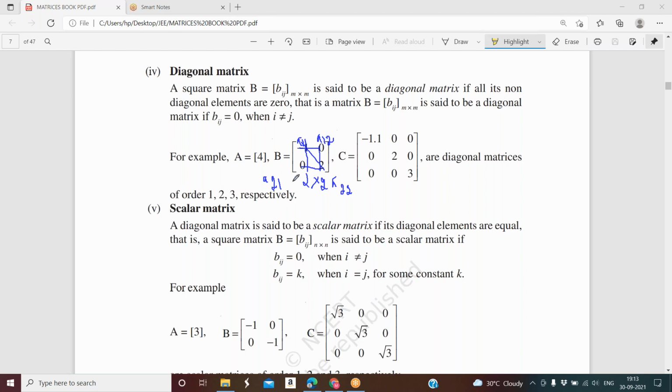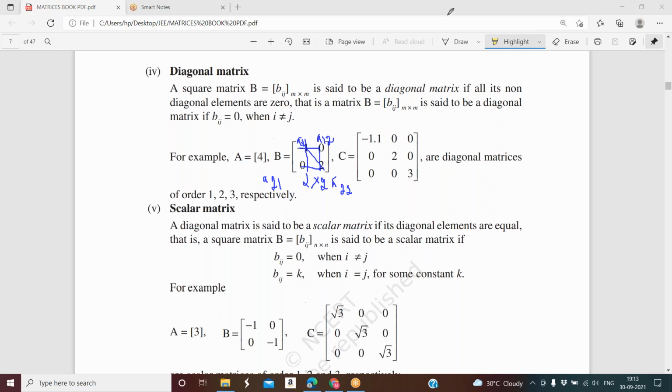If all of them are 0, then we will call it a 0 matrix. If all the entries in a given matrix are 0, it's a 0 matrix. So here A12 and A21 are 0. These are the non-diagonal entries. And A11, A22 are diagonal elements.